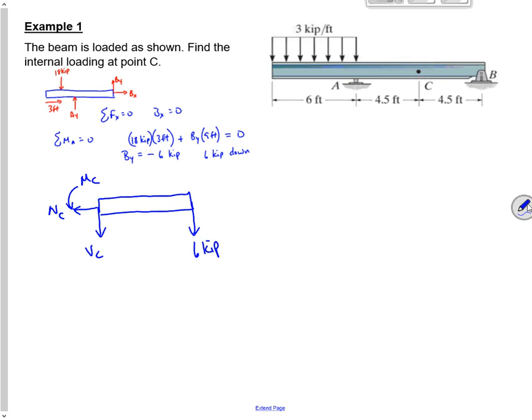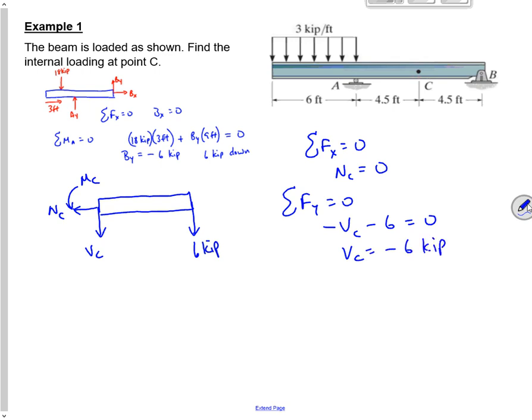So we can tell right away, if we do the sum of the forces in the x direction, I can tell that the normal component at C is 0. With this loading, I don't get any normal component. There's no tension or compression in that beam. I can also do the sum of the forces in the y direction. That's equal to 0, which tells me that minus VC minus 6 is equal to 0. So VC is minus 6 kip, which means it points up.